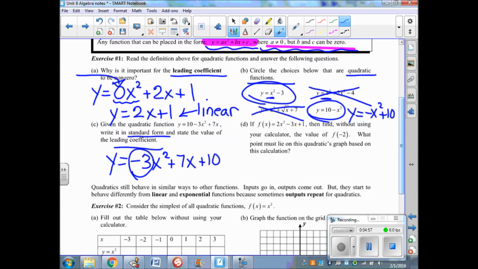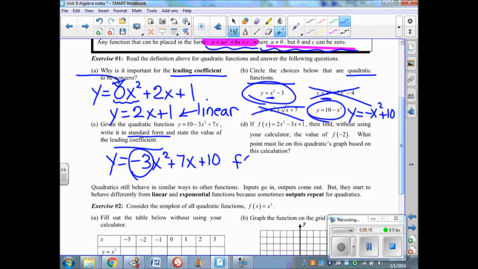It says, then find, without using your calculator, the value of f of -2. So in other words, our x value is -2. They want us to find the y value that goes with it. So we've got some evaluating to do. And then it also says what point must lie on this quadratic's graph based on this calculation.